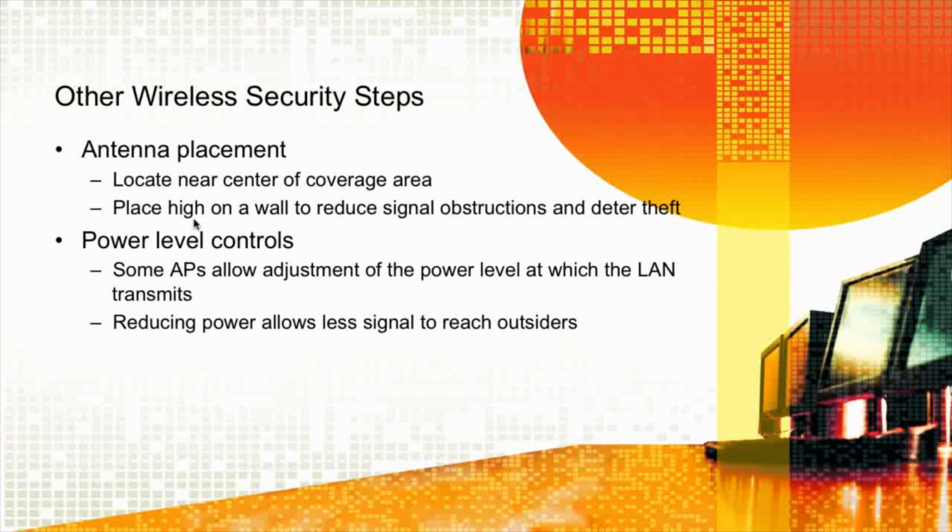Some other areas to consider when it comes to wireless LANs and security are antenna placement. You want to locate it near the center of a coverage area and place it high on a wall to reduce signal obstructions and obviously to deter theft. Then there are power level controls. Some access points allow adjustment of the power level at which the LAN transmits. Reducing power allows less signal to reach outside the intended area.